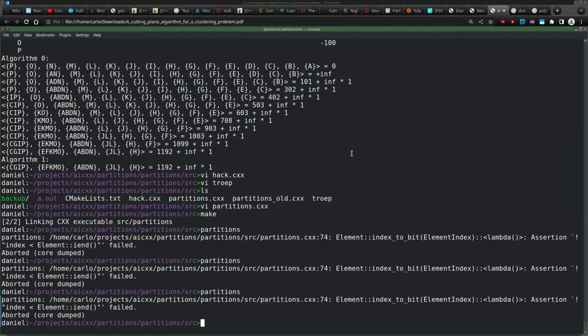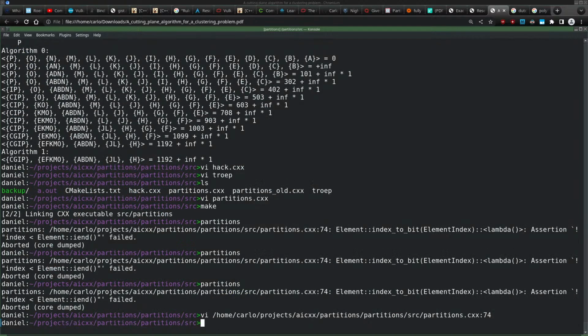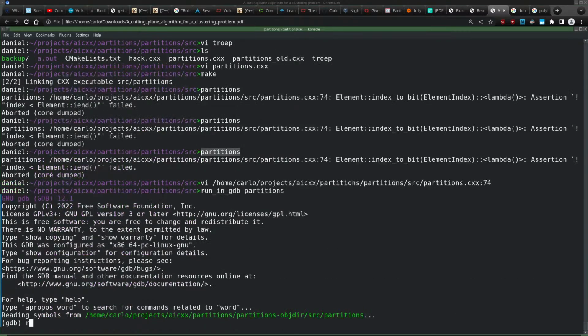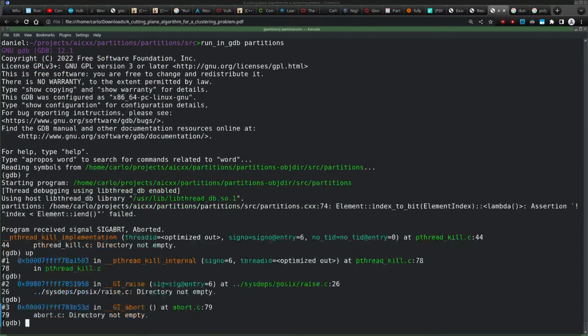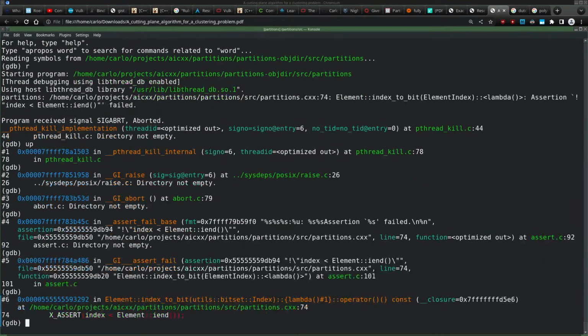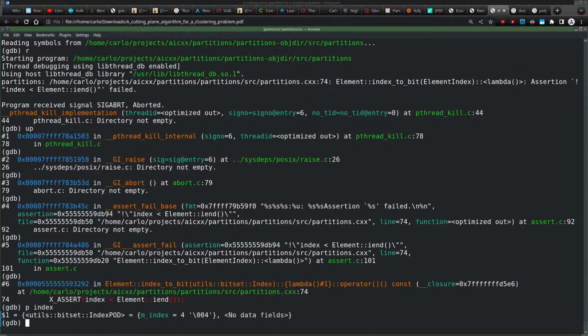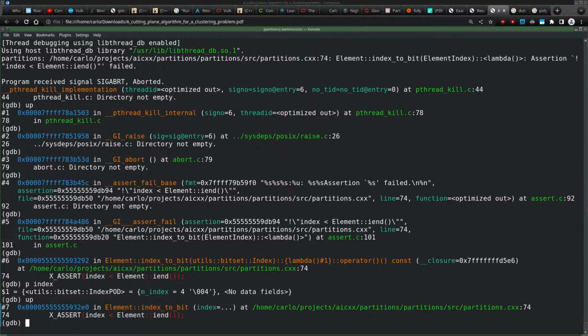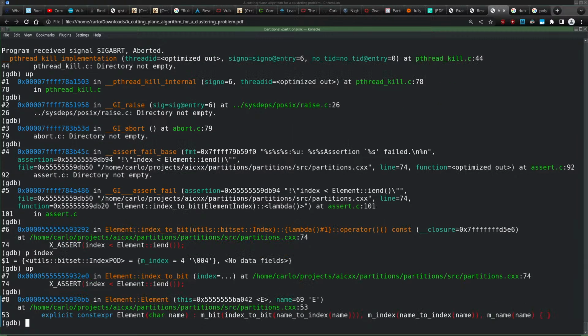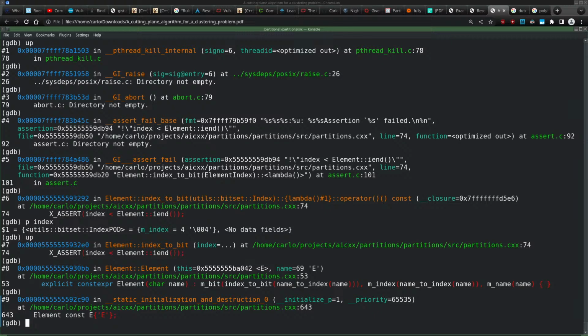Okay, now suddenly we're back at debugging the program. Why would it go wrong? That's why.